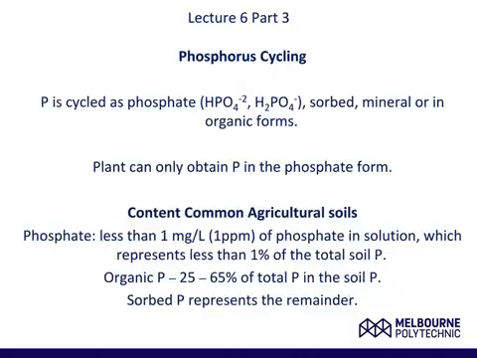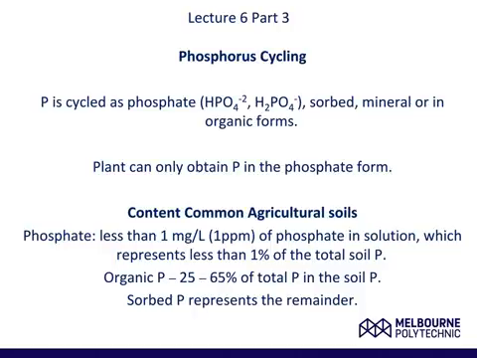The cycling of phosphorus in your agricultural system is critical to phosphorus management. I'm going to spend a few slides here familiarizing you with this cycling process. Phosphorus is cycled as phosphate, sorbed phosphate, mineral or in organic forms. The plant can only obtain phosphorus in the phosphate form.